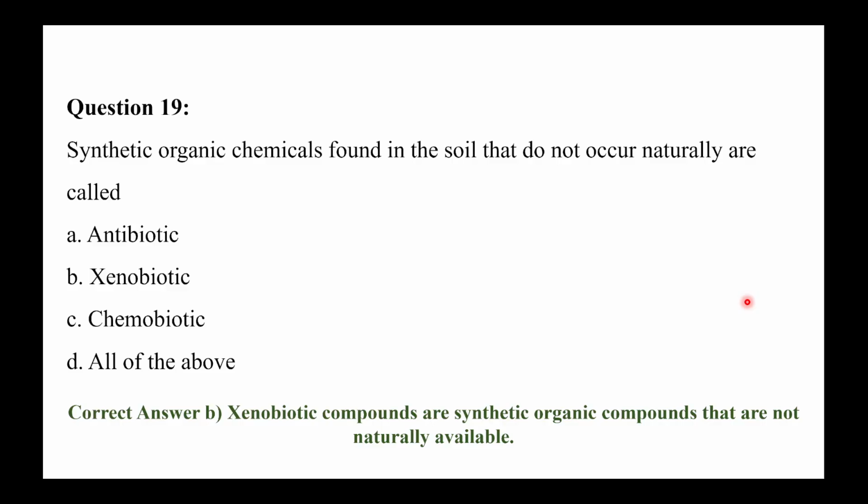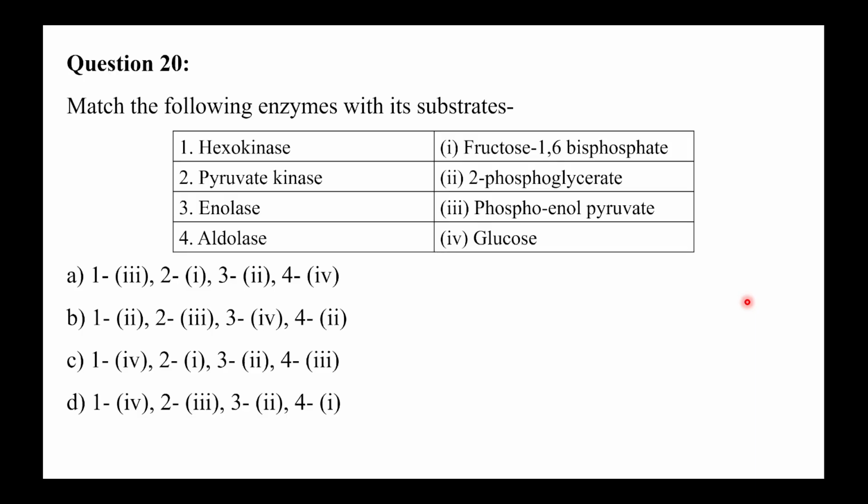Okay, moving on to the next question. Match the following enzymes with its substrate. We have enzymes on the left hand side: hexokinase, pyruvate kinase, enolase, and aldolase. And we have substrates on the right hand side: fructose 1,6 bisphosphate, 2 phosphoglycerate, phosphoenol pyruvate, and glucose. So match the substrate and the enzyme.